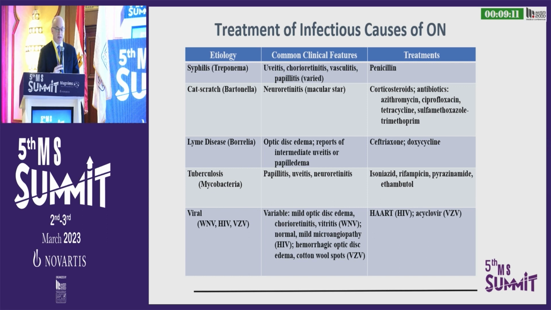infectious causes of optic neuropathy are prominent and need to be treated for the causative organism. But typically, with infectious optic neuropathies, you'll see prominent inflammation in the retina, and with Bartonella henselae or cat scratch disease, neuroretinitis can often typically form a macular star.